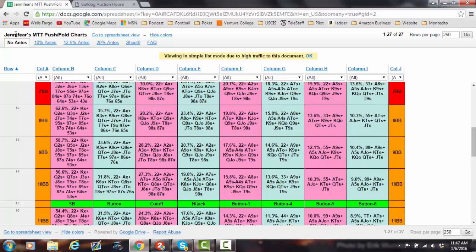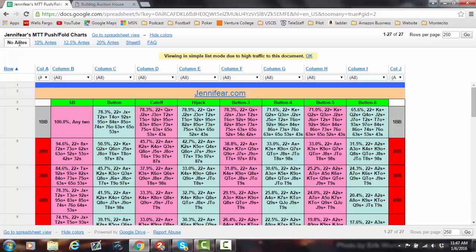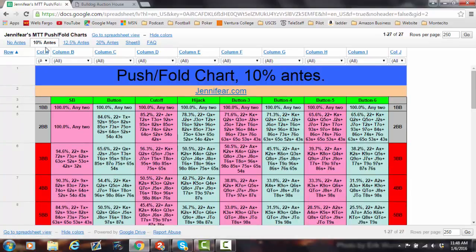If you Google Jennifer MTT push fold chart, what you want to find out first of all is whether your site is using antes. Maybe you're playing live and your poker room doesn't use antes in the tournaments, which can be common in some small buy-in tournaments, then you're going to want to use this chart. If you're playing on PokerStars, America's Card Room, Winning Poker Network, or Bovada, you're going to want to use the 10% antes.